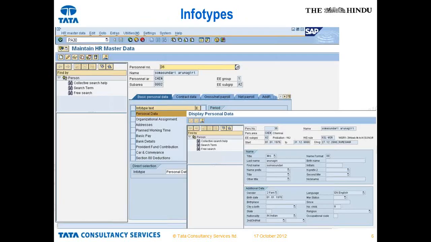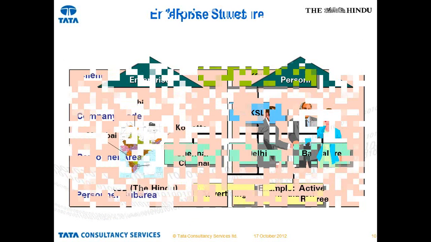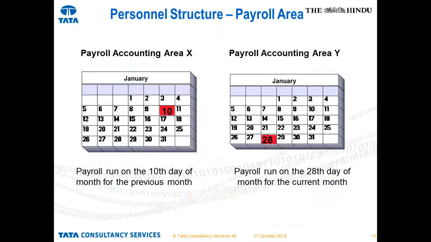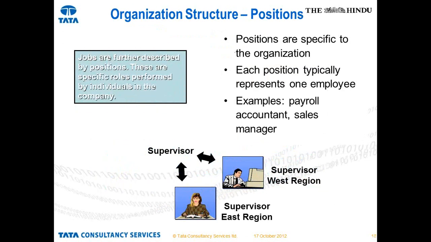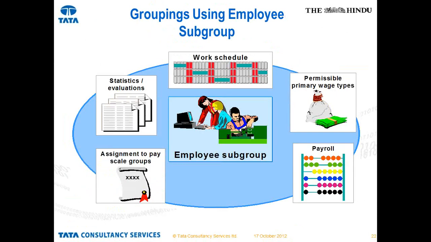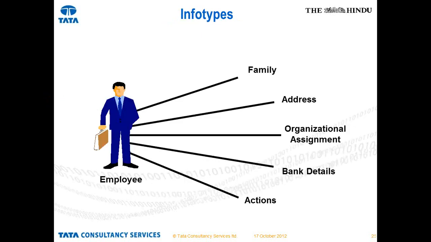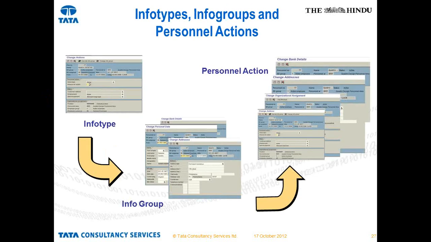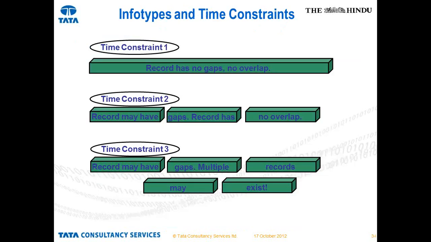So we have seen the master data, info types, personal actions, enterprise structure, personal structures, employee groups, employee subgroups, payroll area, organization structure which consists of organization units, jobs, positions, groupings using personnel subareas, groupings using employee subgroups, info types, four primary master data info types, info groups and personal actions. Here you have actions. So these are all details we already have seen.